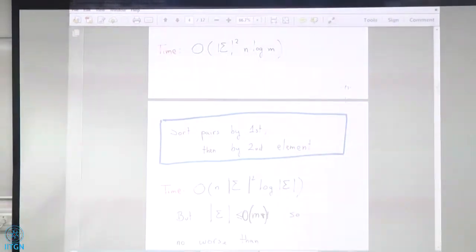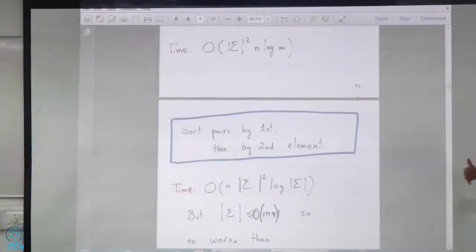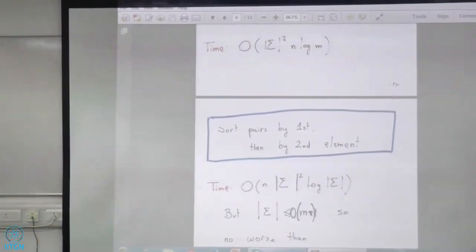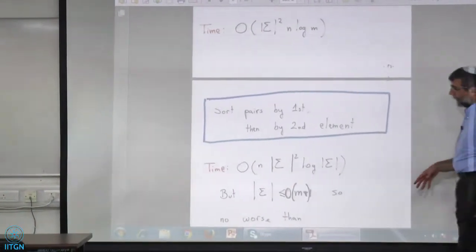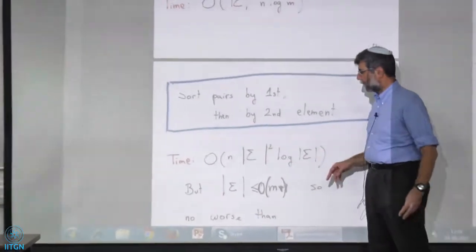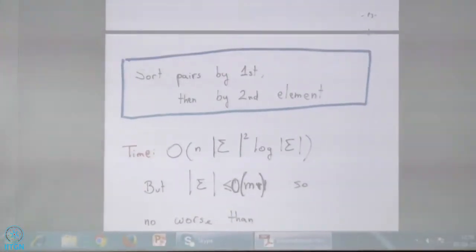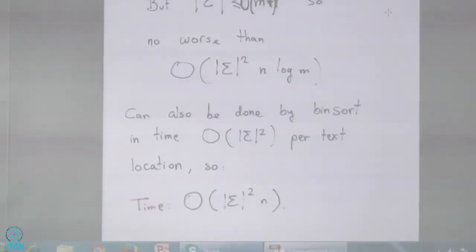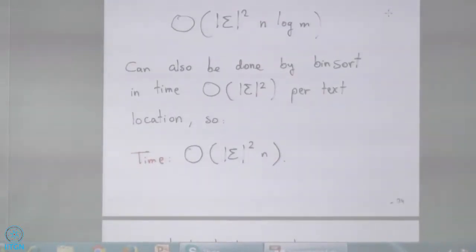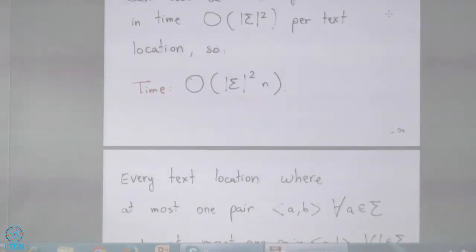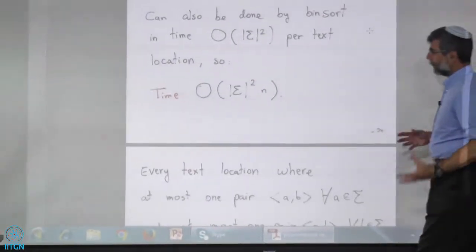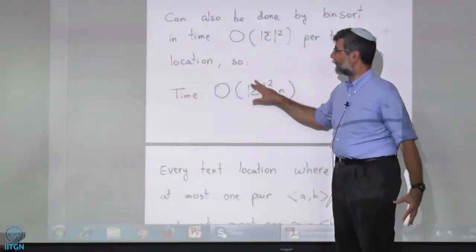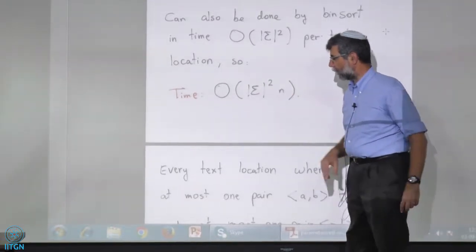And then we're going to sort those pairs by the first, then by the second element. And the sorting can be done in n times sigma squared log sigma, but in fact it can be done faster because we can radix sort this thing. So we can even sort in sigma squared time per location. So for every location, we can sort these things in time O of sigma squared times n.